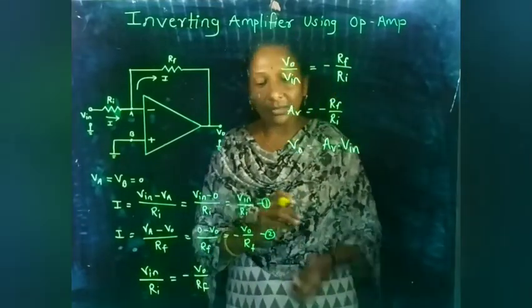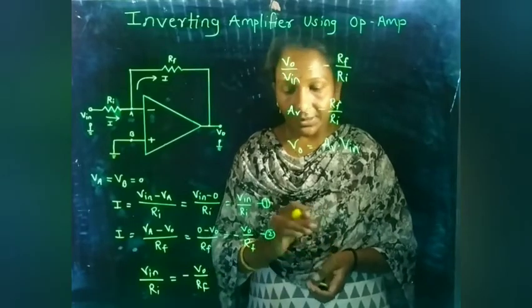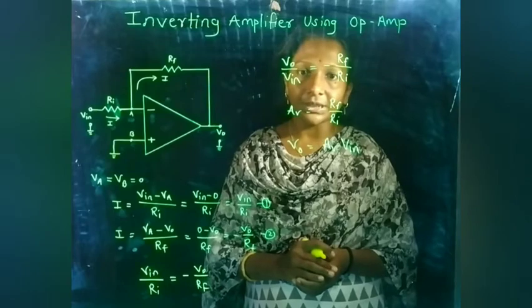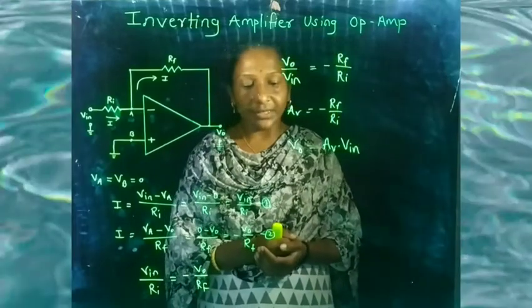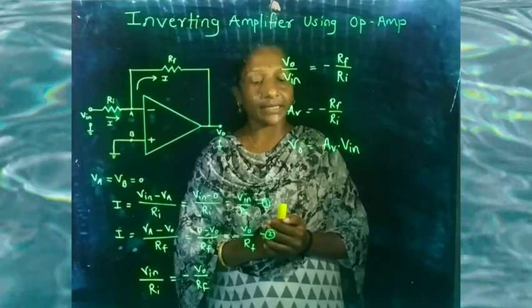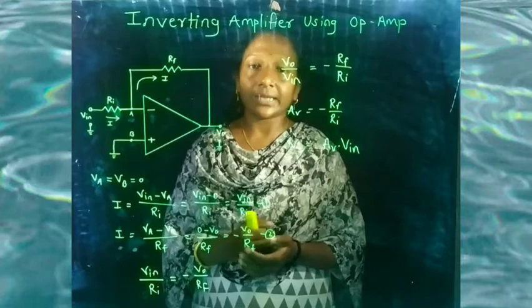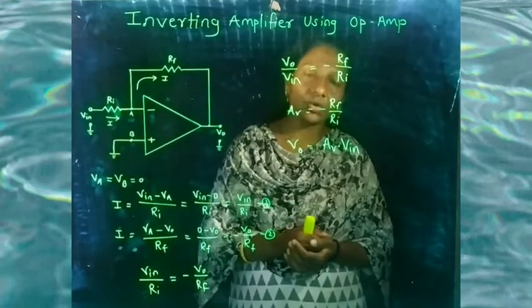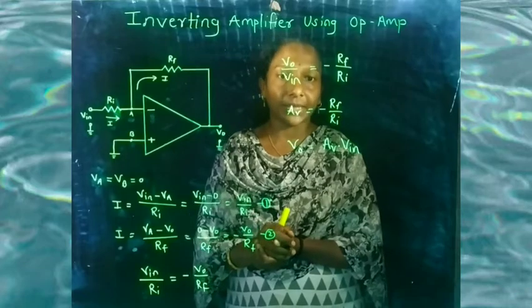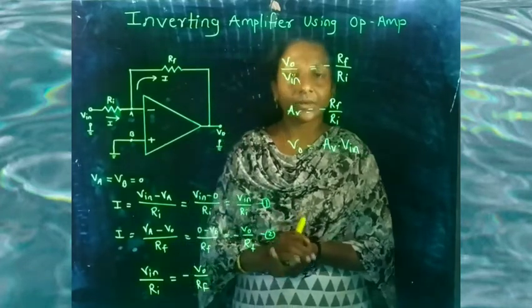From this we make different observations. The output is inverted with respect to the input voltage. The voltage gain depends on the ratio of two resistors. Hence, by selecting RF and Ri, the required value of the gain can be obtained. The voltage gain is independent of the open loop voltage gain of the operational amplifier. It depends only on the resistors.